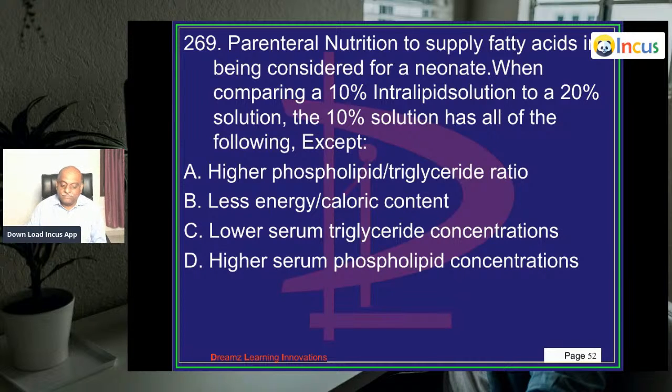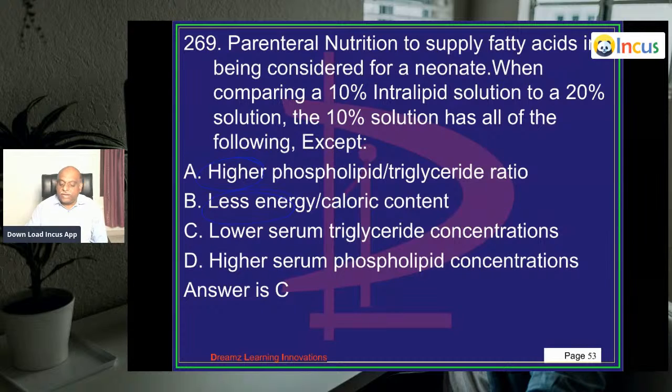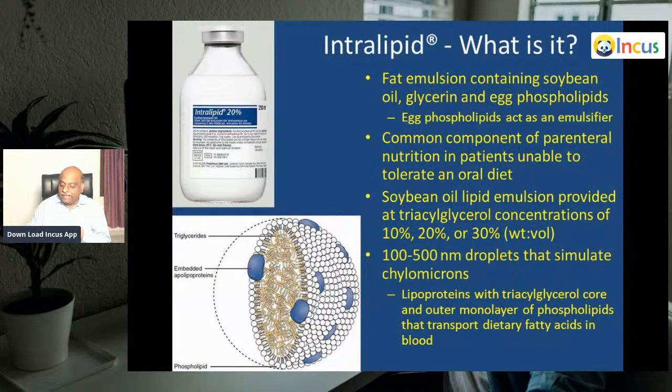10% and 20%. So you should know that there is a higher phospholipid to triglyceride ratio, less energy per caloric content, and higher serum phospholipid concentrations. So basically, the triglyceride concentrations are 10%, 20%, 30% weight to volume ratio.